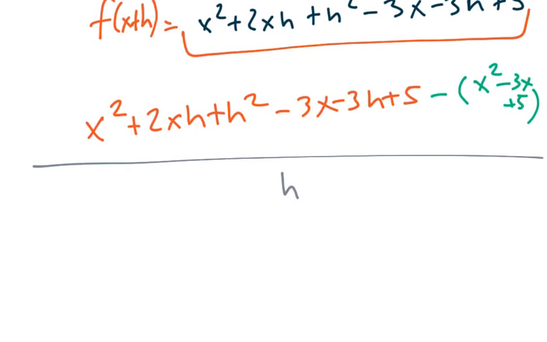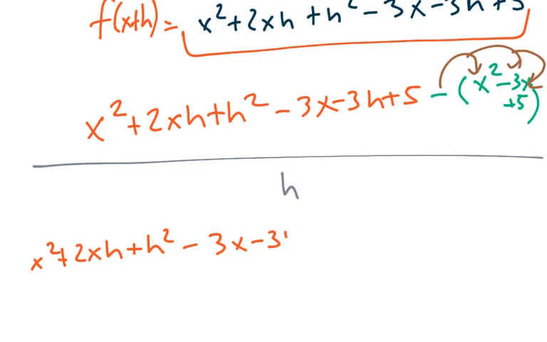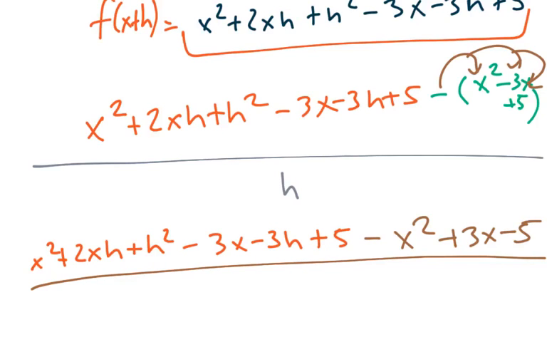So we're going to distribute the negative sign into each of these. So this gives me the first part still the same: x squared plus 2xh plus h squared minus 3x minus 3h plus 5. When we distribute it out in the back, we get negative x squared plus 3x minus 5. And all of this is over h.